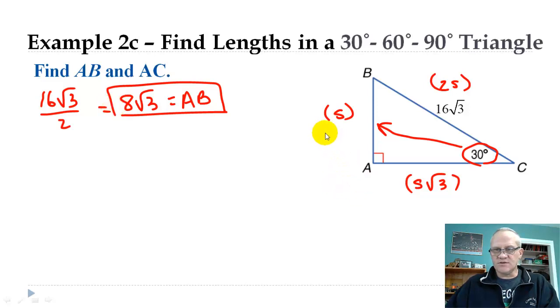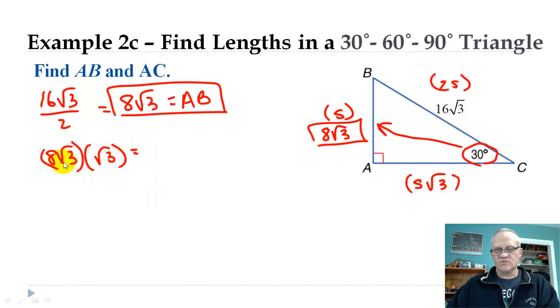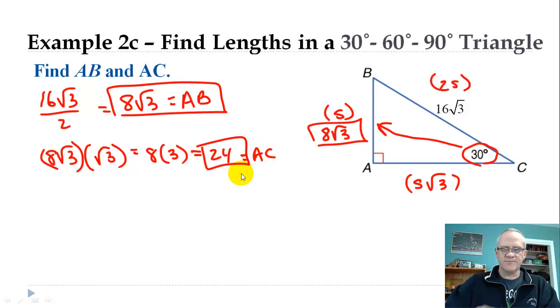So now that I know that this is 8 square root of 3, if that's what S is, now I just plug that in for this S here and go times square root of 3. And so that means I'm just going to take 8 square root of 3 times the square root of 3. Square root of 3 times square root of 3 is just regular 3. 8 times 3 then would be 24. And that's AC. Okay, hopefully we're getting a hang of this here.